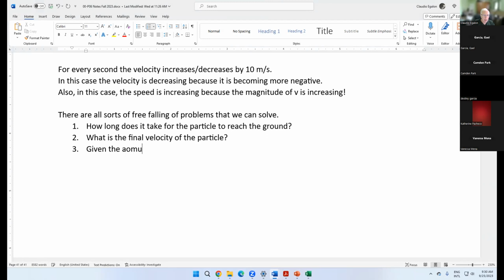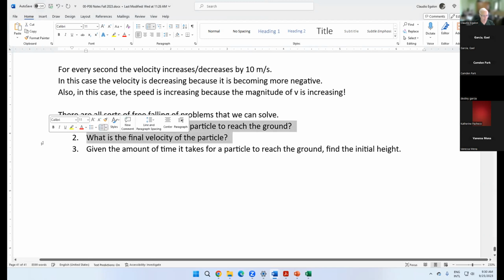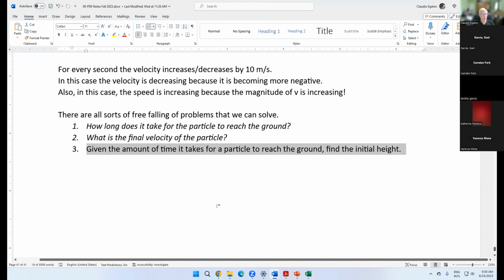Given the amount of time it takes for a particle to reach the ground, find the initial height. Okay? Find the initial height. That's another type of problem that we can solve. This one has a very important practical application.